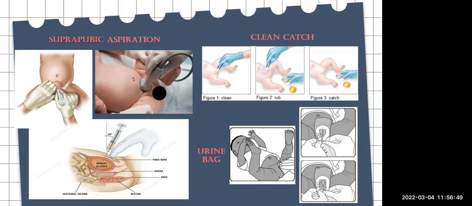Next, we have clean catch, which is in a child who is bladder trained, sampling into a clean wetting pot when the nappy is removed. So the idea is that we ask the patient to urinate, and then at the midway of the urination, we collect the urine. And then we have the urine bag, which is applied to the perineum after careful washing, although there may be skin contamination. For this method, it is usually more likely to be contaminated because of the diapers. And then a positive culture should be confirmed with a clean catch or suprapubic aspiration specimen.